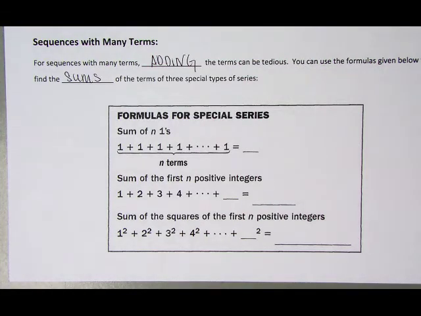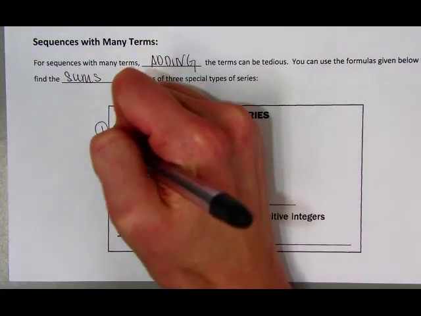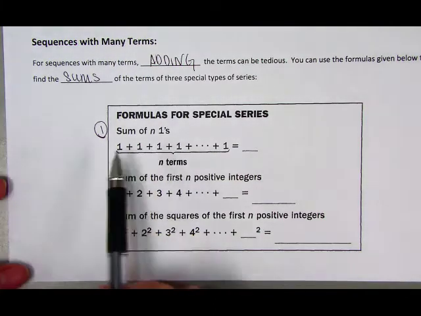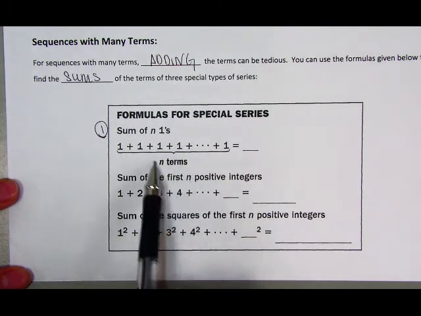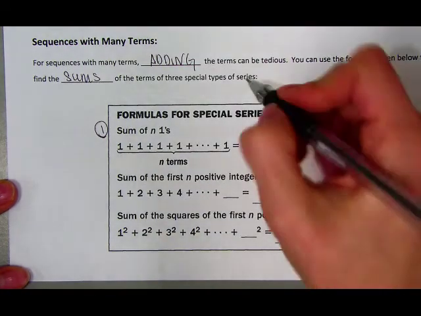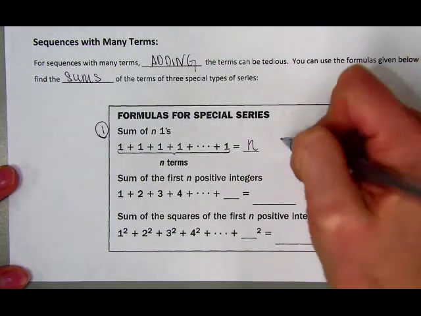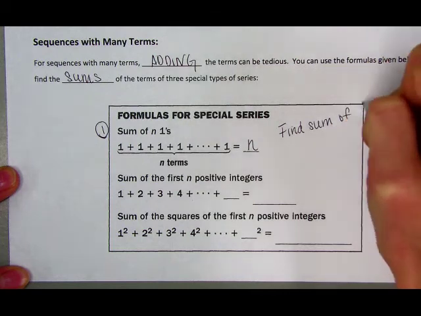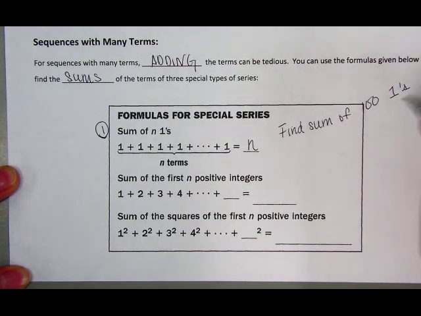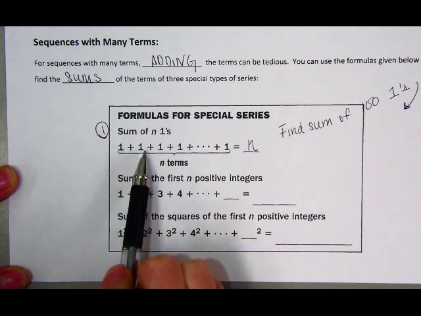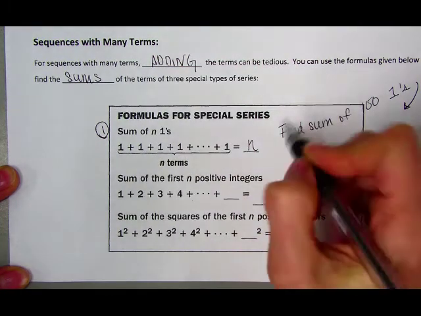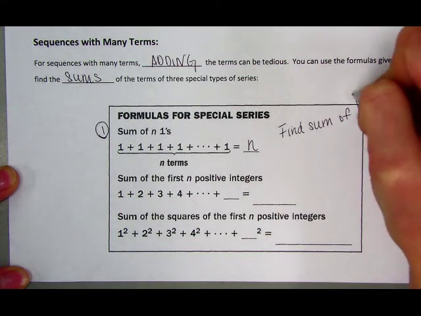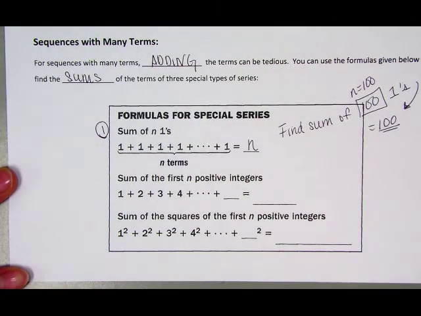The first one is the sum of n ones. So if you have the sum of 100 ones, obviously 1 plus 1 plus 1 over however many terms you're looking for, you're simply just going to get n. So if I want to find the sum of 100 ones, obviously I'd be adding 1 to itself over and over again 100 times. So my answer here would be 100, since the number of times, which is n, is 100.